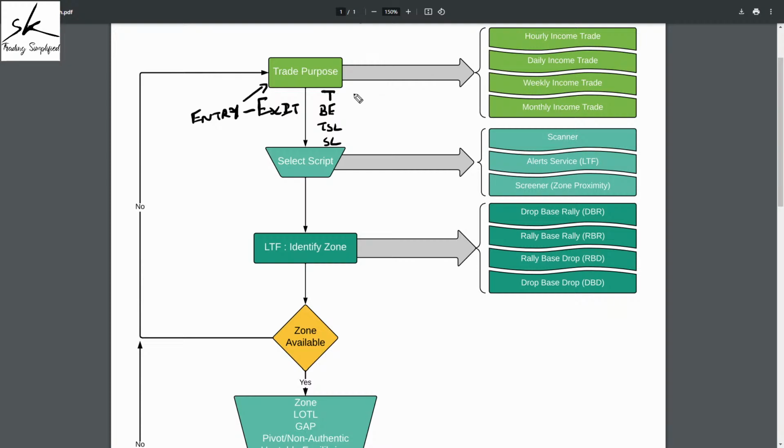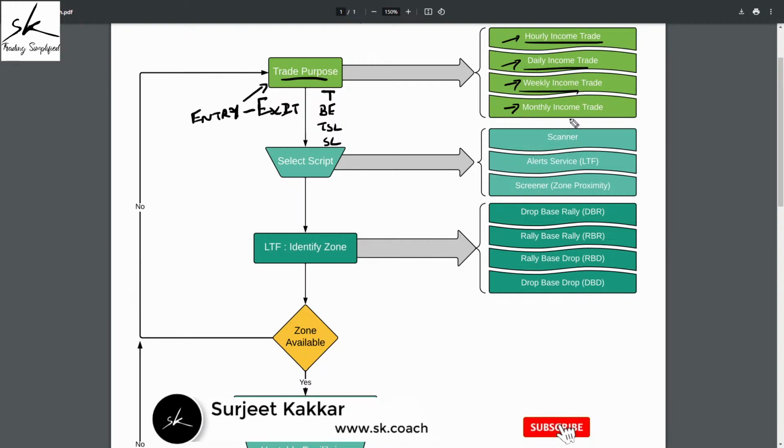So to overcome this challenge, what I've done is I have given you some predefined trade purposes and predefined time frames which we'll be using for those purposes. So let's understand what these different trade purposes are. I have divided these trades into four different purposes, and we call them hourly income, daily income, weekly income, monthly income. Hourly income implies a trade where my expectation is that this trade can last for an hour or maybe a few hours. Daily income is a trade which can last for a day or a few days. Weekly income, a trade which can last for a week or a few weeks, and monthly income is a trade which can last for a month or a few months.